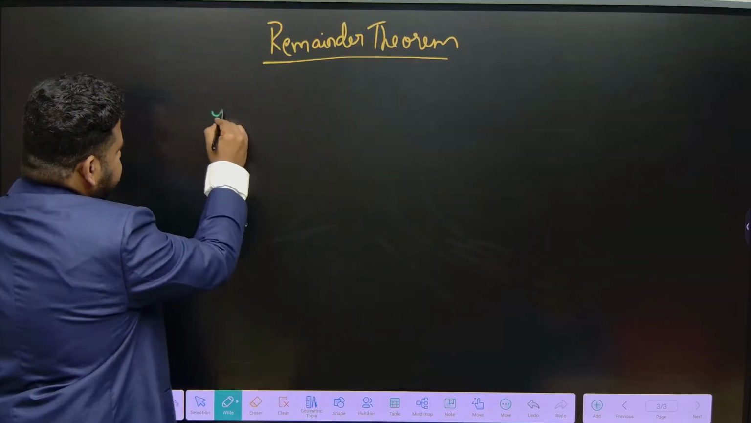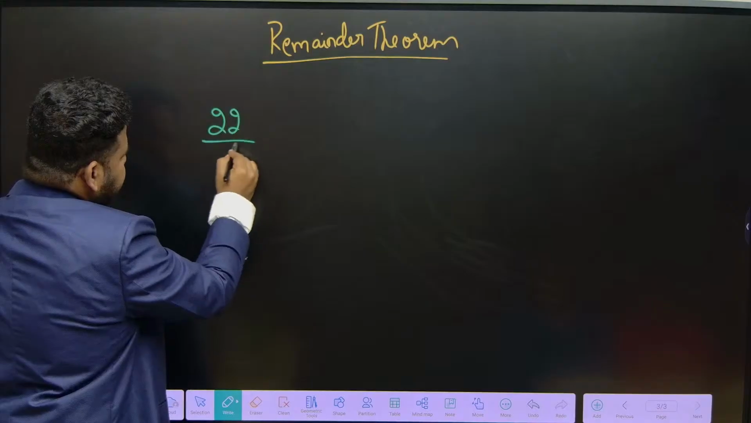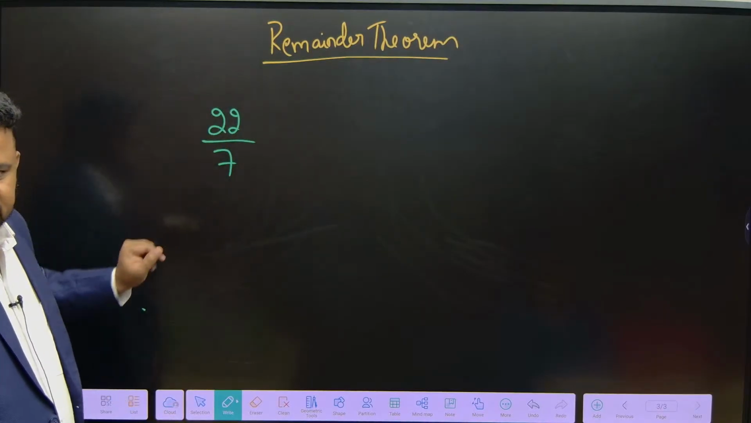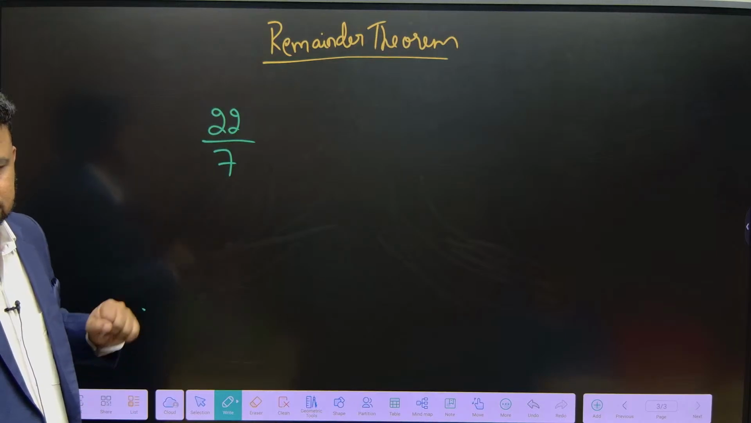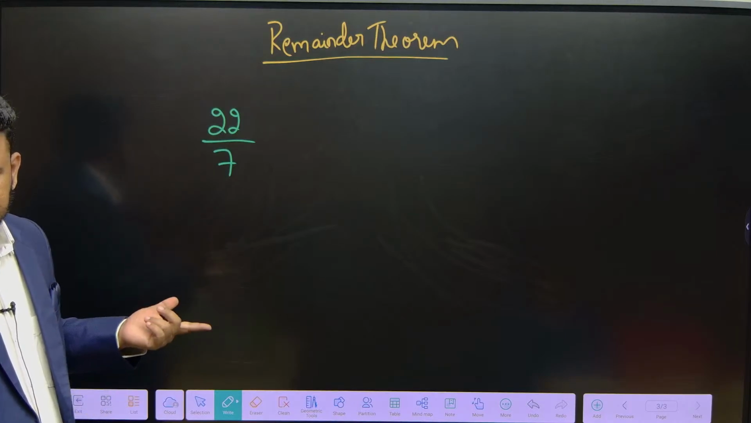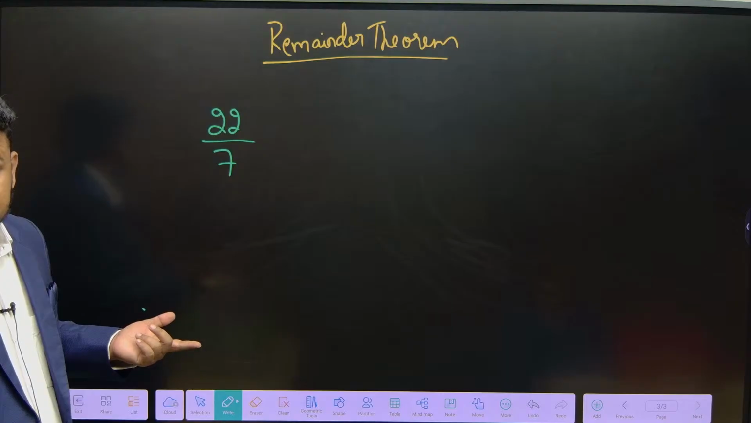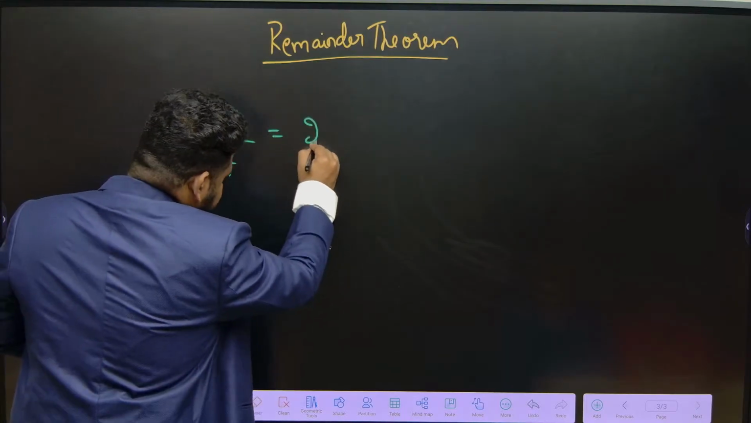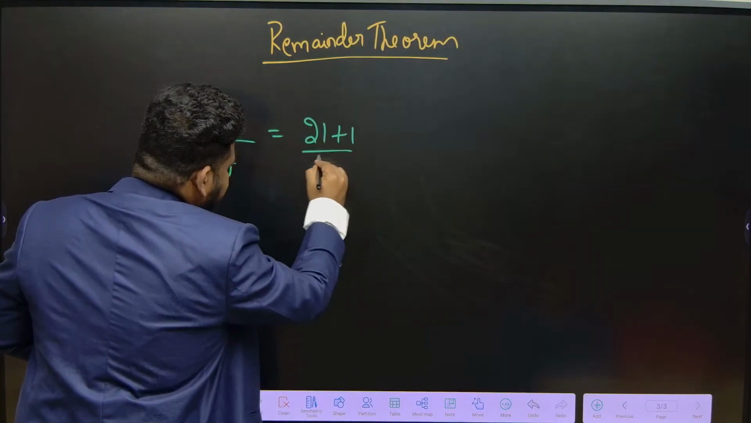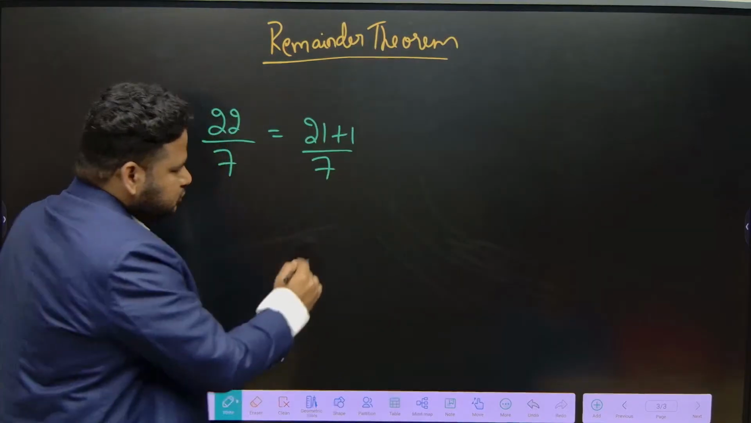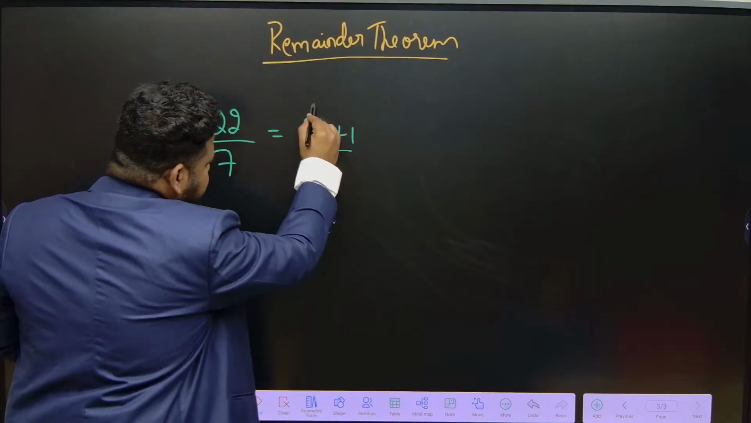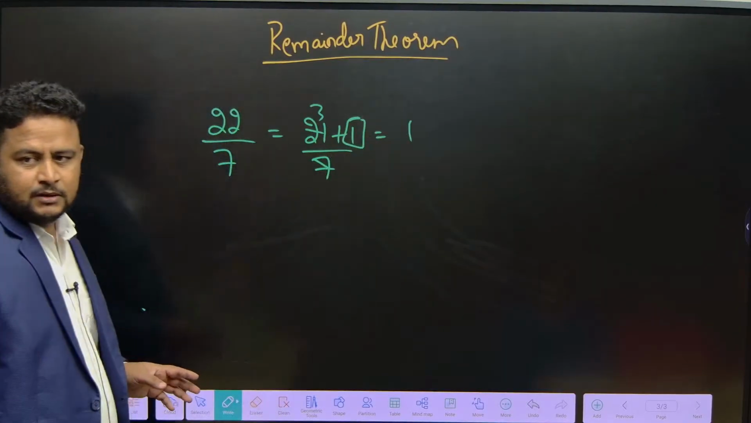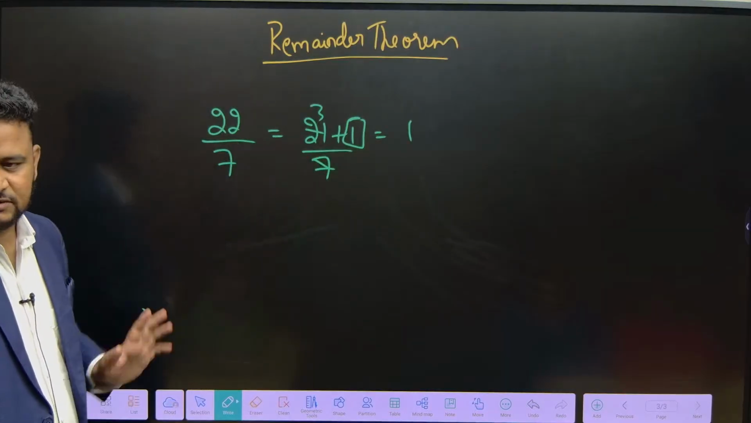If I divide 22 by 7, what is the remainder that I get? 1. How did you know that? Don't say that you know the 7 tables. How will you think? See here, 21 plus 1 divided by 7, correct? Like this you will think. So this will become 7 3s are 21. What is left is 1. So the remainder is 1.